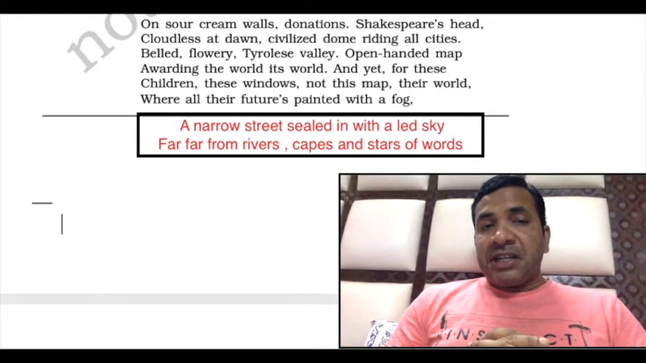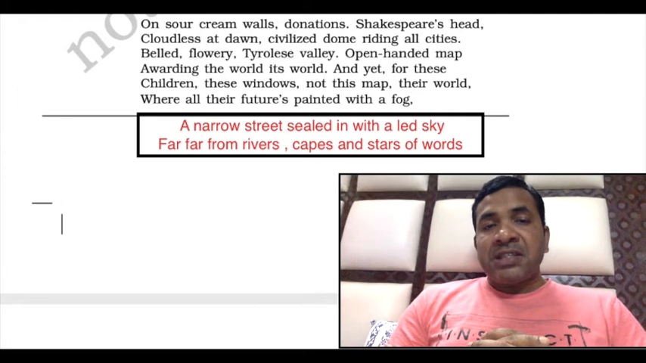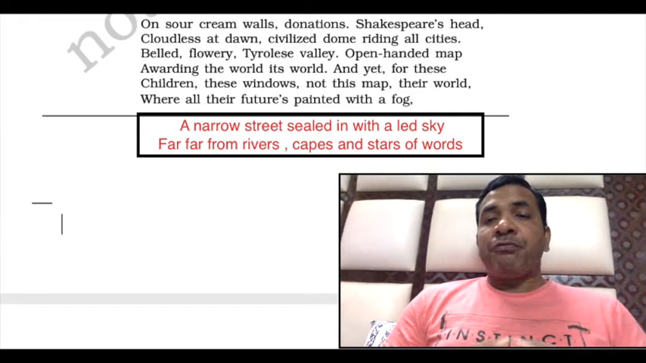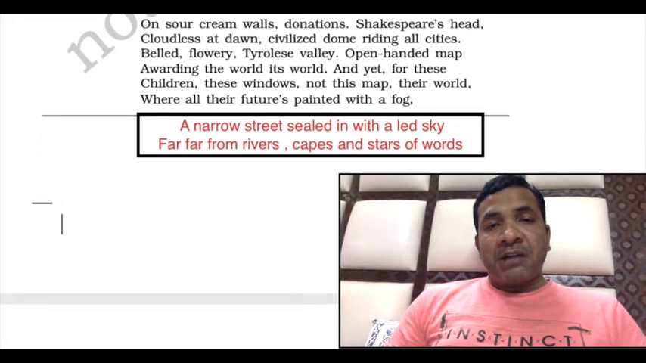Far far from rivers, that their lives are far away from rivers, capes and stars of worlds. Capes means a kind of shelter, and star of worlds means they have not got even the verbal support in their life, and their lives are far away from rivers.